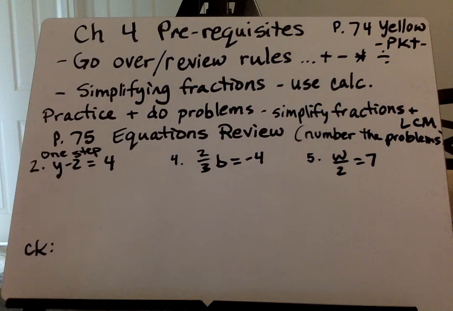Hello students, today we will be going over Chapter 4 Prerequisites. This is page 74 in your yellow packet. It says to first of all go over and review your rules for add, subtract, multiply, and divide.